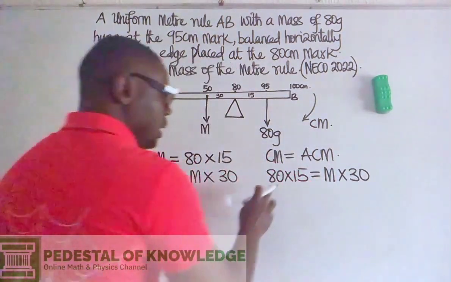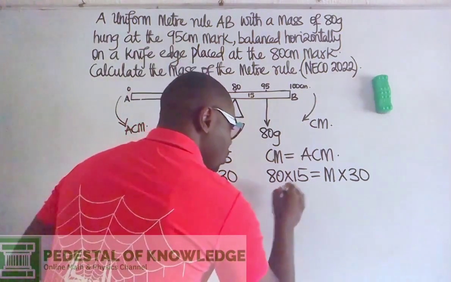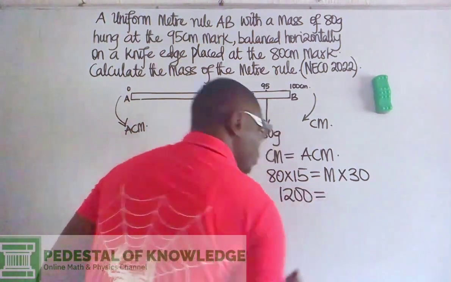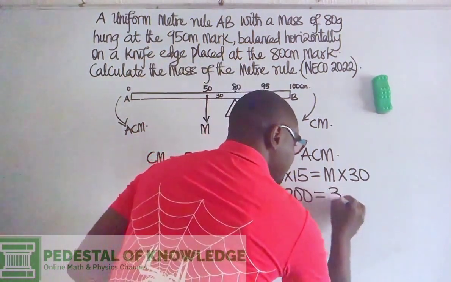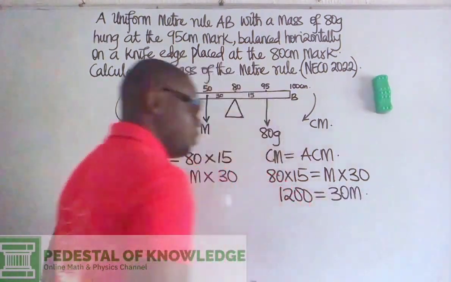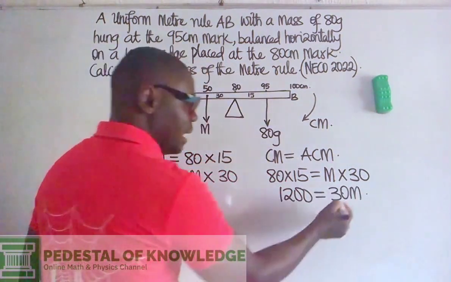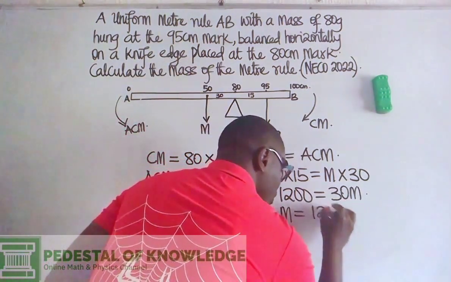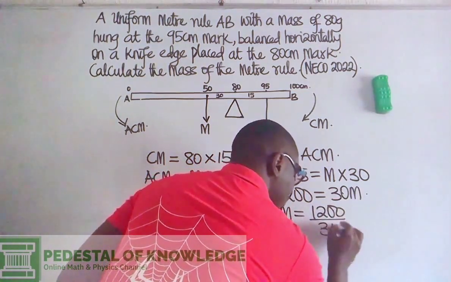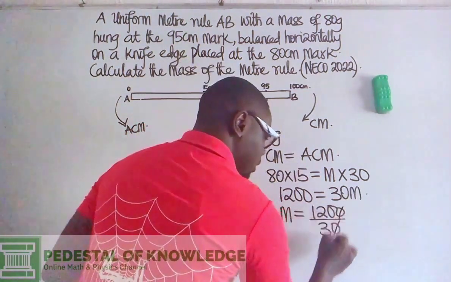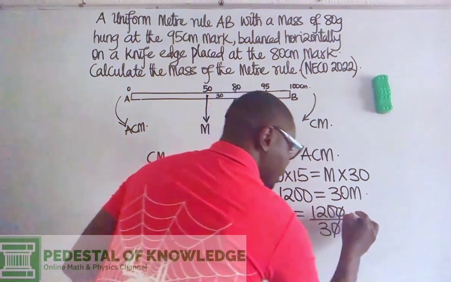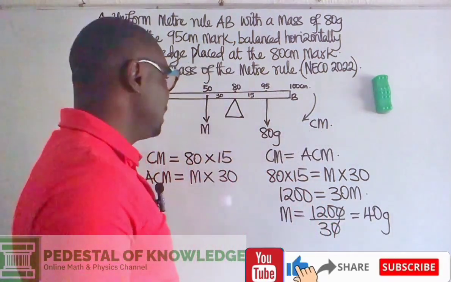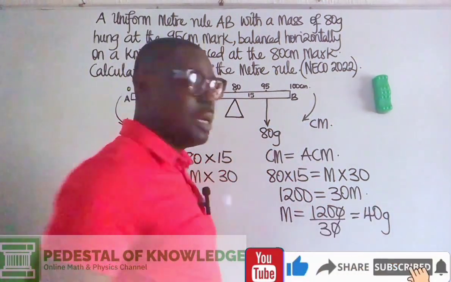All right, now 80 times 15 will give us 1200. And this is equal to m times 30, which gives us 30m. So to find the value of m now, we have to divide both sides by 30. So that means that m is equal to 1200 divided by 30. Now we cancel this. Now 120 divided by 3 will give us 40 grams. So that means that the mass of the meter rule is equal to 40 grams.